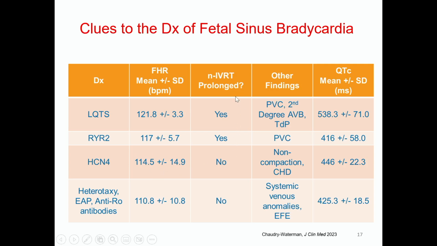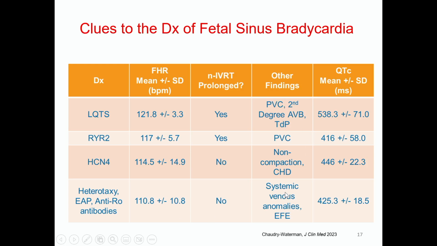We looked at the normalized isovolumic relaxation time, and you see that in long QT and the RYR2, these were prolonged, but in the HCN4 mutations, they were not. Other causes of fetal sinus bradycardia were heterotaxy, which gave an abnormal atrial pacemaker, and anti-Ro antibodies. And again, Edgar talked about both those. Those had the lowest fetal heart rates of all.